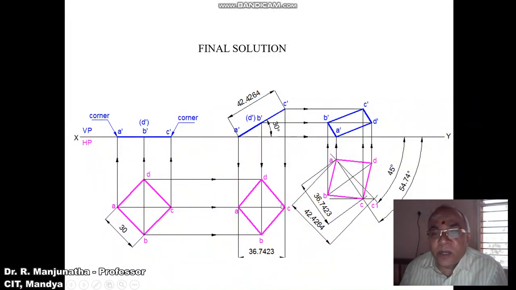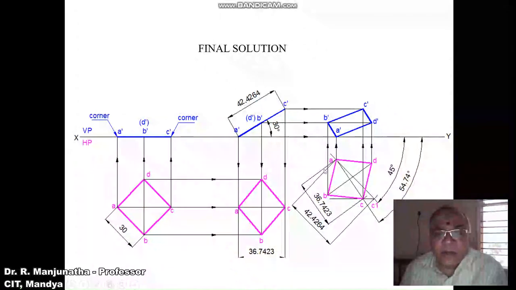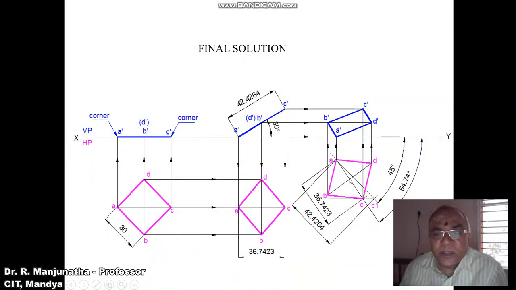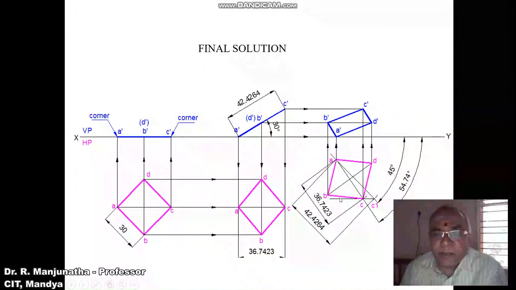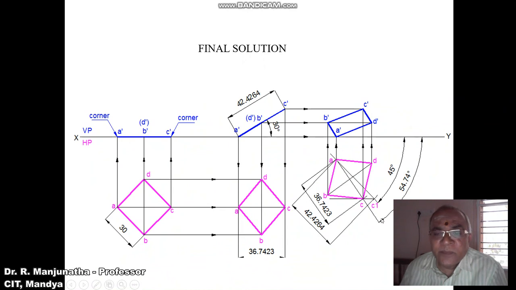Then once you get this point, join A to C with a thin line, and then you measure the distance from A to this point. From A you cut it on this beta inclination line, and you mark this point. Through this point you draw a perpendicular to the diagonal AC. Then, using the compass, you measure the distance from this point to B and also from this point to D. Both are going to have equal distances.